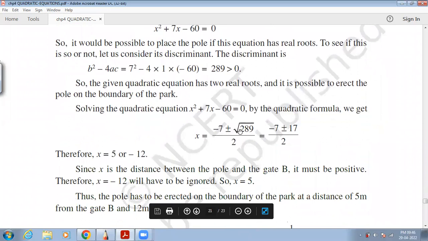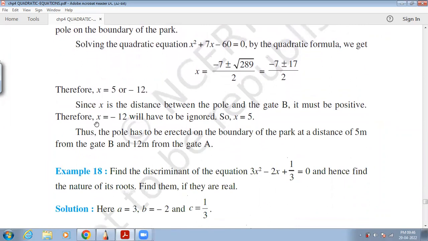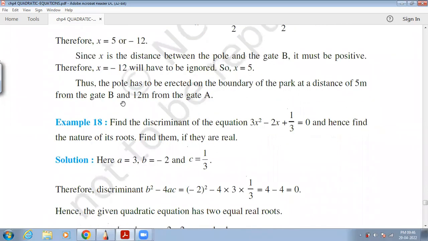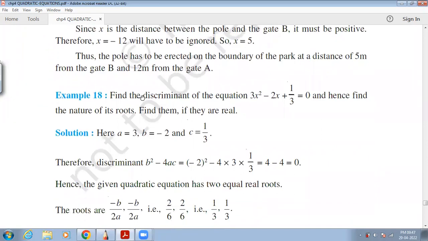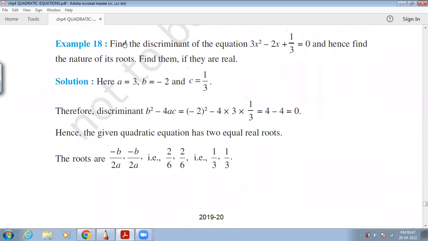So that's how you get the answer: X equals minus 7 plus or minus root 289, divided by 2. If you solve further, we get X equals 5 or minus 12. Since distance cannot be negative, 5 is the answer. You need to write that in your answer. Therefore the distances from gate A and gate B are going to be 5 and 12. So this is how it's done.